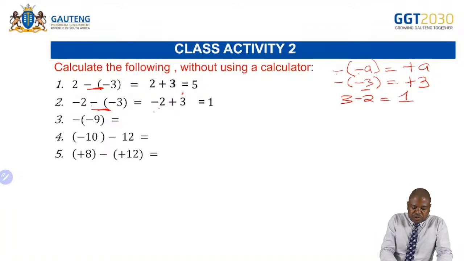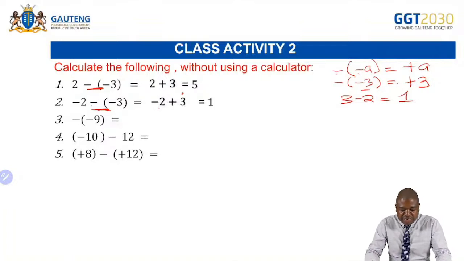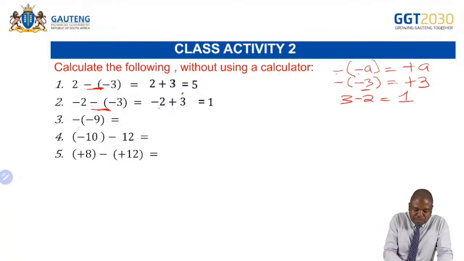And we also did such a question earlier on as an example when we were using number lines, right? And then we move on to number 3. That shouldn't be a problem, sorry, because we have already attended to it.